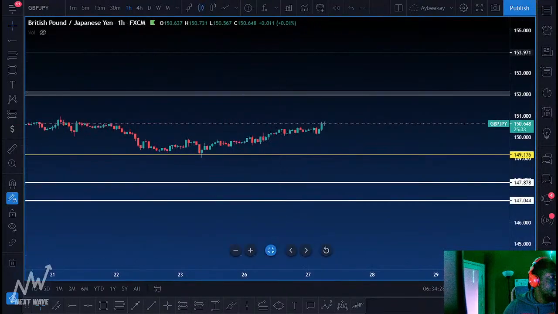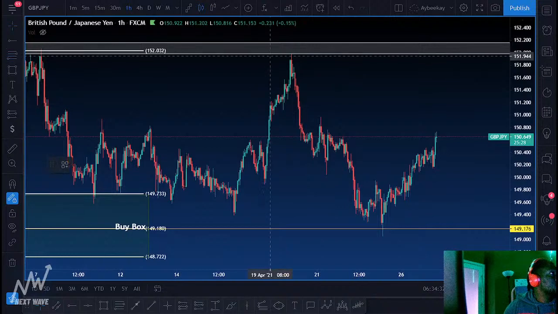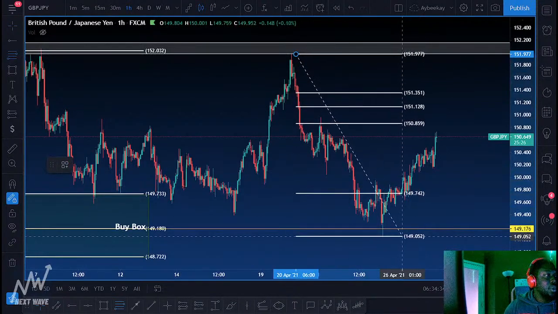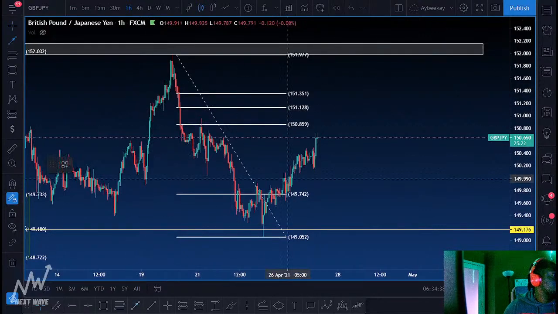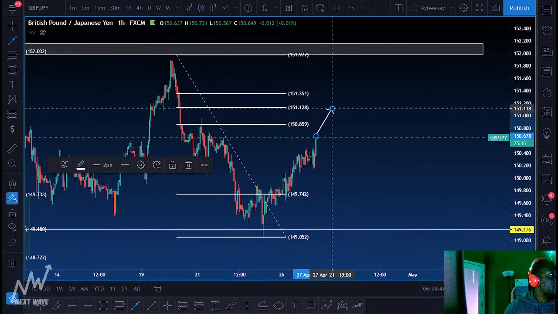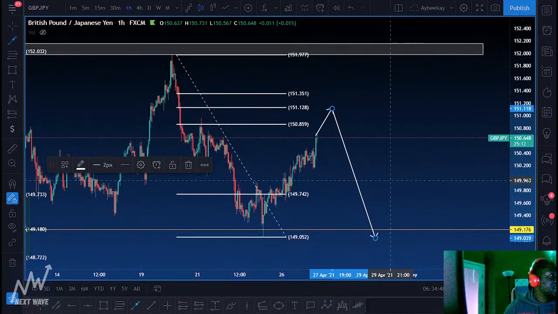But what could also be happening here, and it's kind of the same thing with GA, right, is that price on a lower time frame pushed up. 61% is right here, and 151.128 is the 71%. Price can literally climb up there.